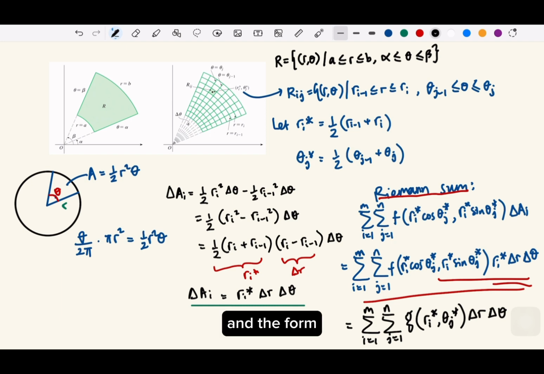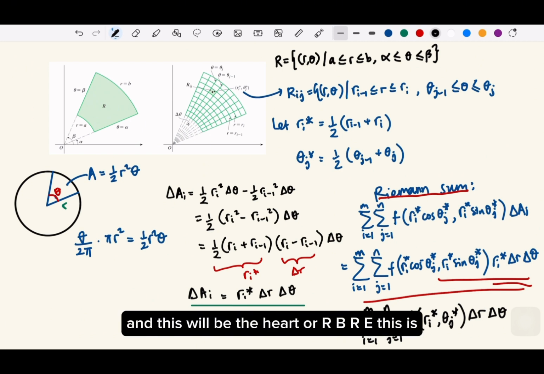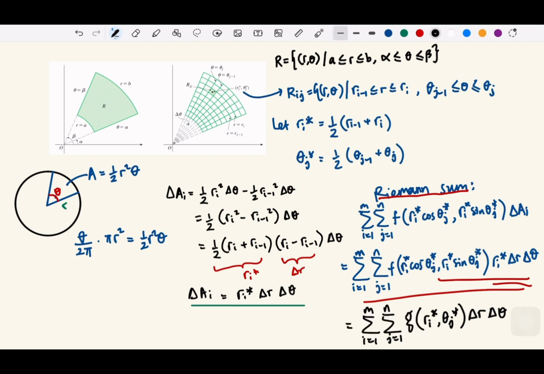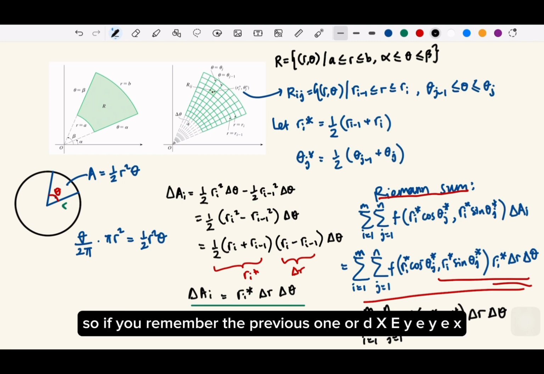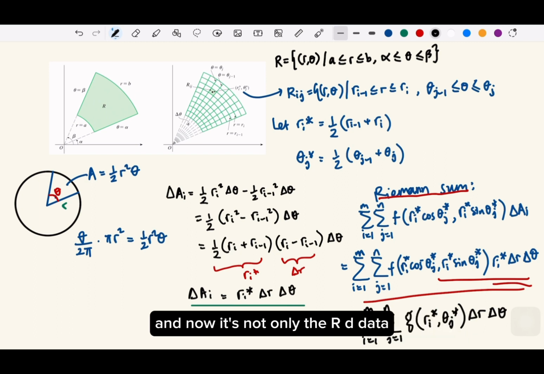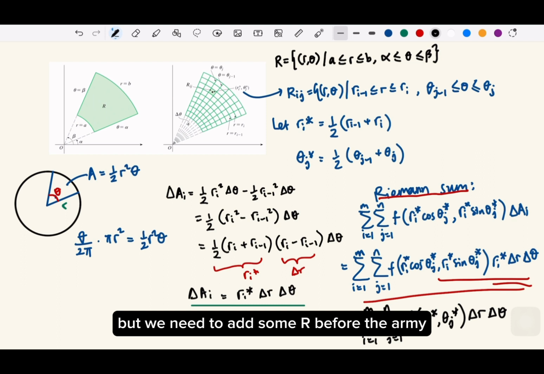And the form, if you see this f here, is always r, and this will be delta r, delta theta, or r dr d theta. So don't forget the additional r at the end of the integration. If you remember the previous one, it was dx dy, dy dx. Now it's not only dr d theta, but we need to add an r before the dr. Okay.